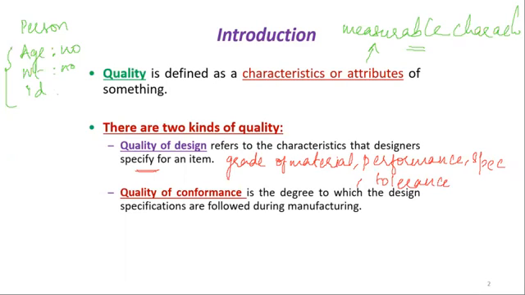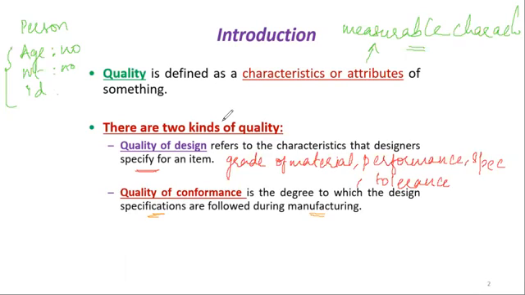Then the next one is the quality of conformance. This quality of conformance is the degree to which the design specifications are followed during manufacturing. That is, what are the specifications that you're following while you're producing that particular software. Within the quality of conformance, the greater the degree of conformance, the higher is going to be the level of the quality of conformance.